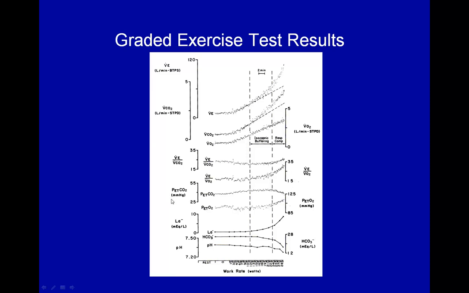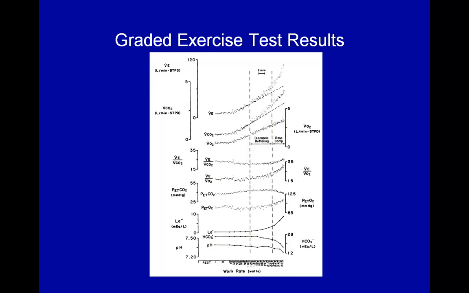From capnometry, we said we're going to be measuring expired CO2, and we're going to look at the shape of that graph. Then down below are all of our blood gas values that we could measure. Principal among them is lactate, and we said that if the tissues are exercising at a higher rate than oxygen is delivered to them, those tissues will become anaerobic. So we're looking for an increase in lactate production with high levels of exercise.